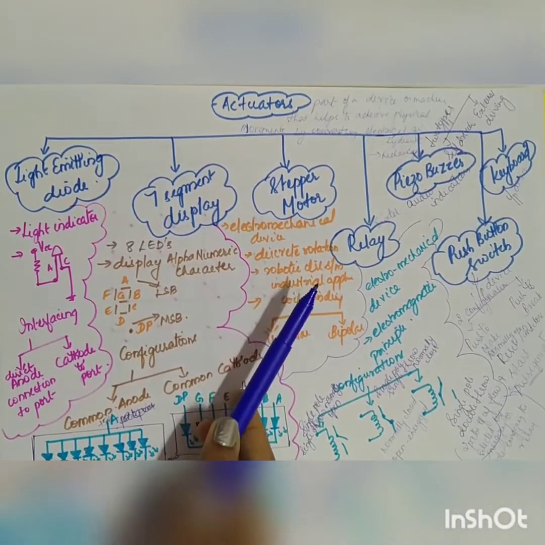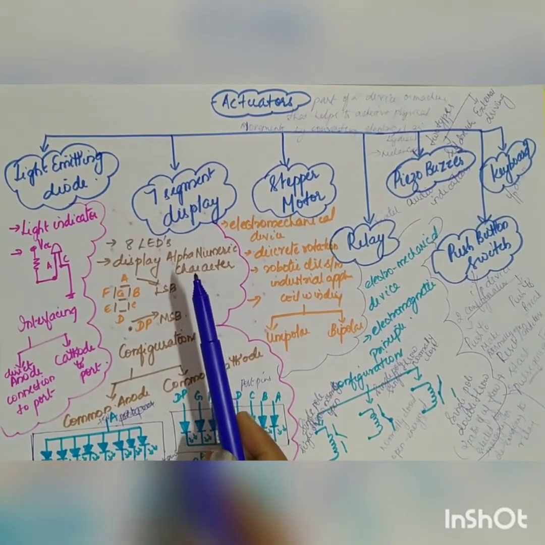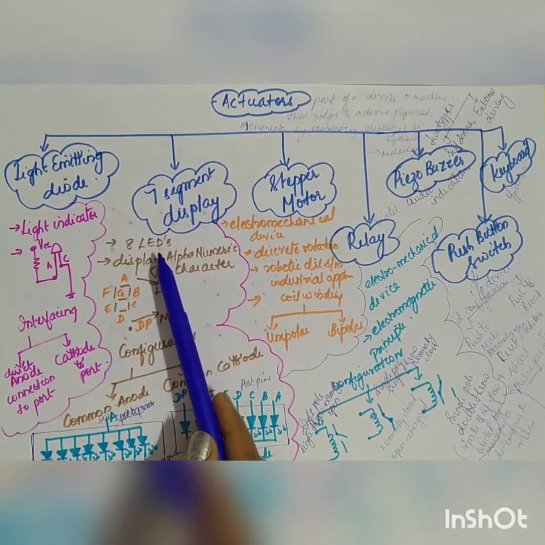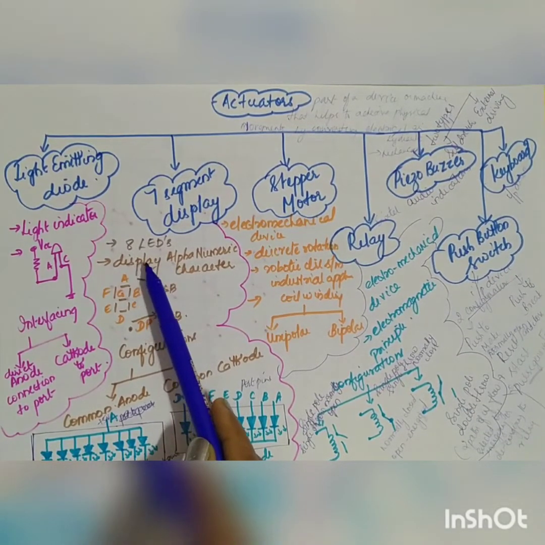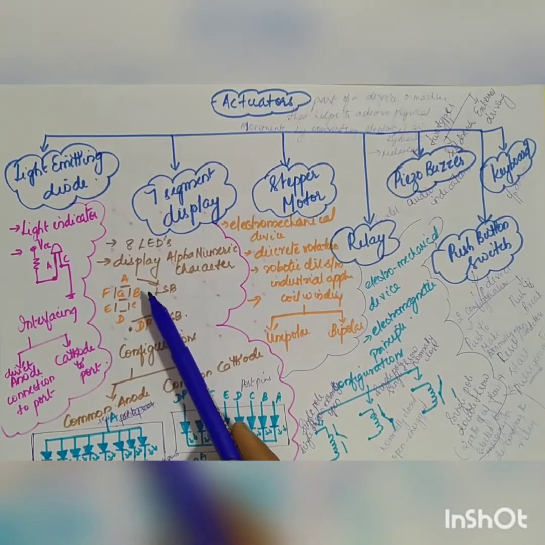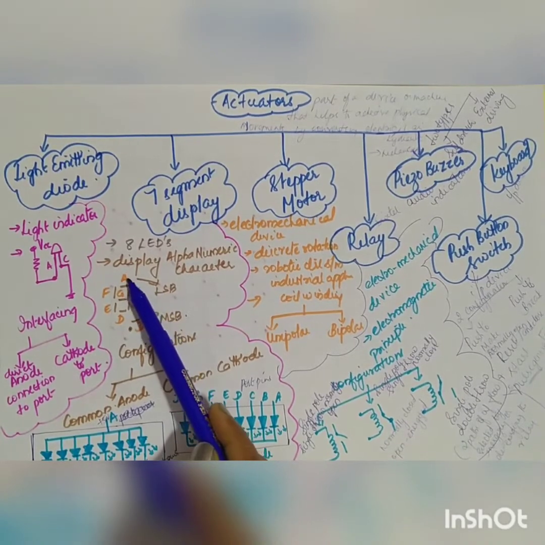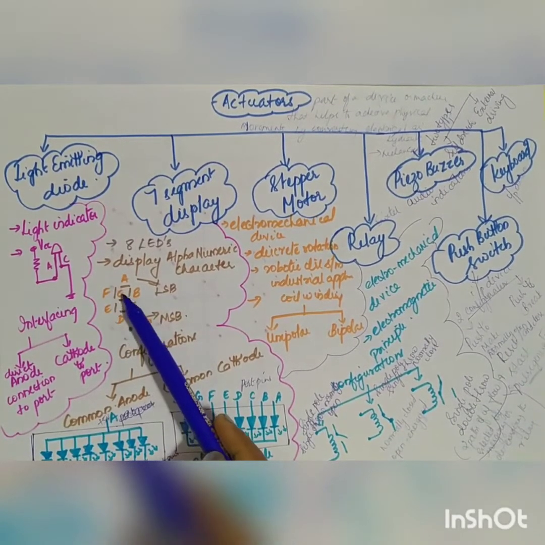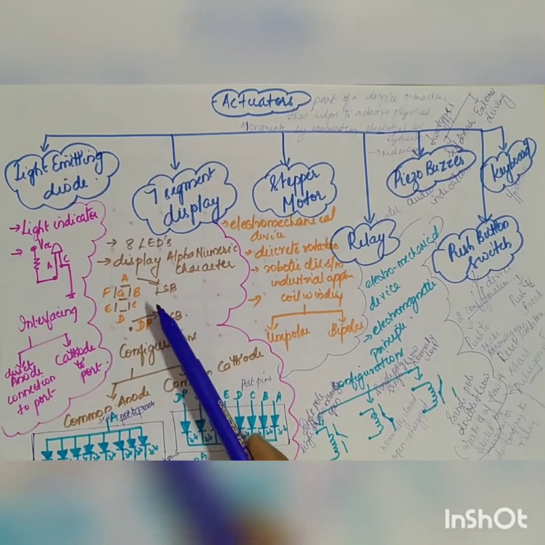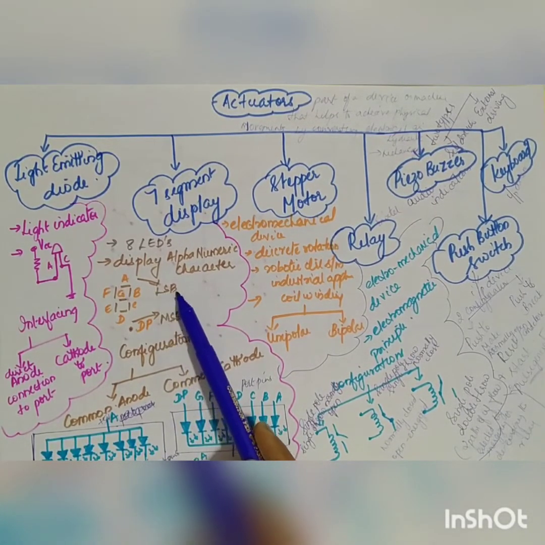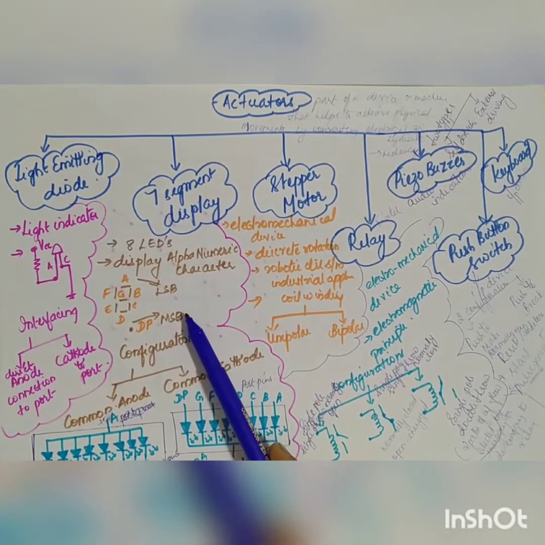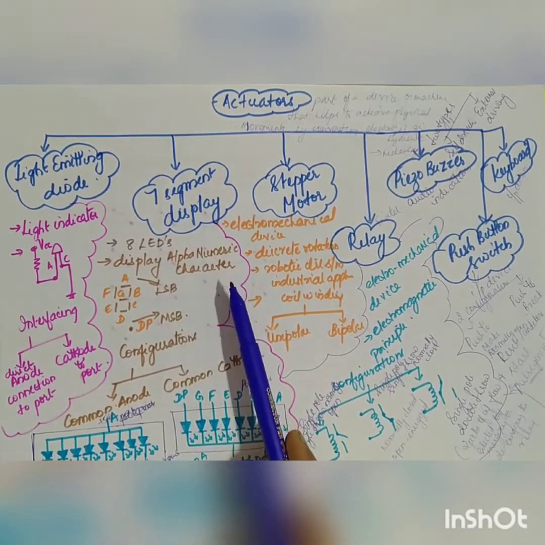The second one is called your 7 segment display. A 7 segment display consists of 8 normal light emitting diodes. These are the segments A, B, C. Your best example is your calculator. A, B, C, D, E, F, G. These are the 7 segments plus 1, that is for your decimal point. Your A will be your least significant bit, and the point will be your MSB, most significant bit. It is used to display alphanumeric characters.